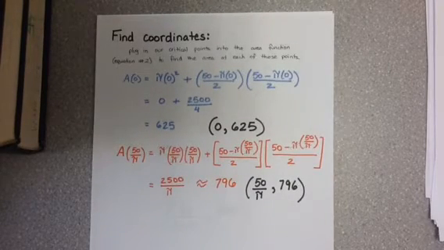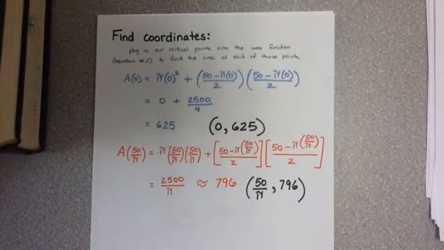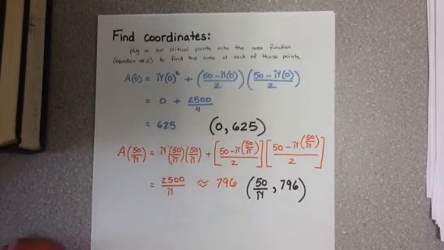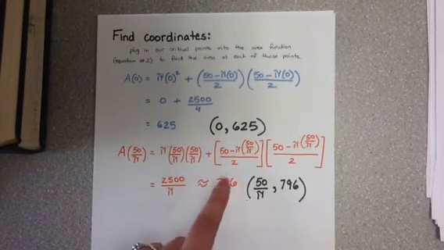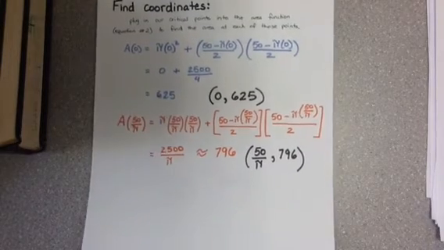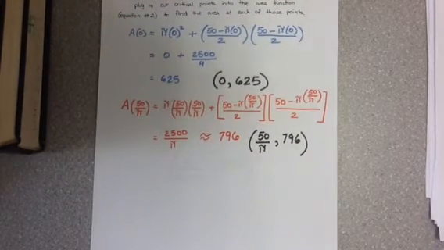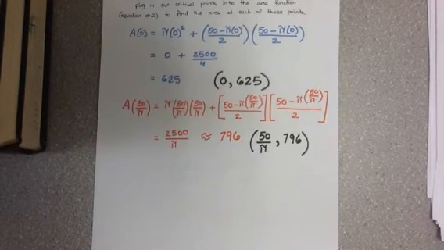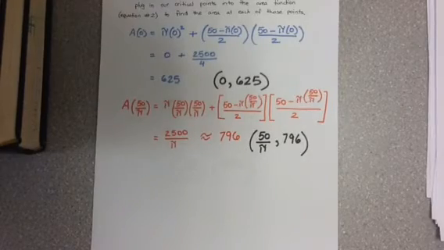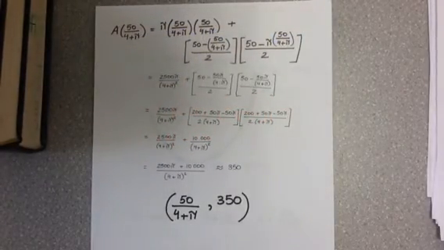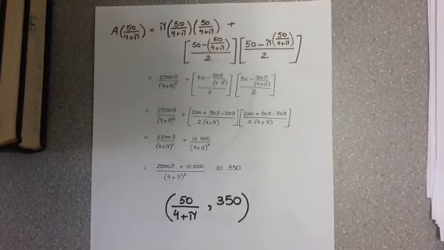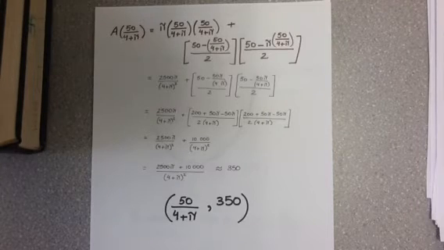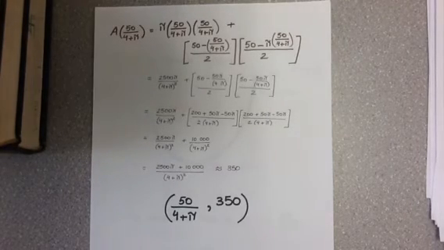Plug in our critical points into the area function, equation number 2, to find the area at each of those points. So A at 0 is equal to 625. So our first point is at 0 and 625. Second critical point was at 50 over pi. When you plug that into the area formula, we get around 796. So our coordinates are 50 over pi, 796. And our third critical point was at 50 over 4 plus pi. When you plug that into the area formula, you get about 350. So our coordinates are 50 over 4 plus pi, 350.